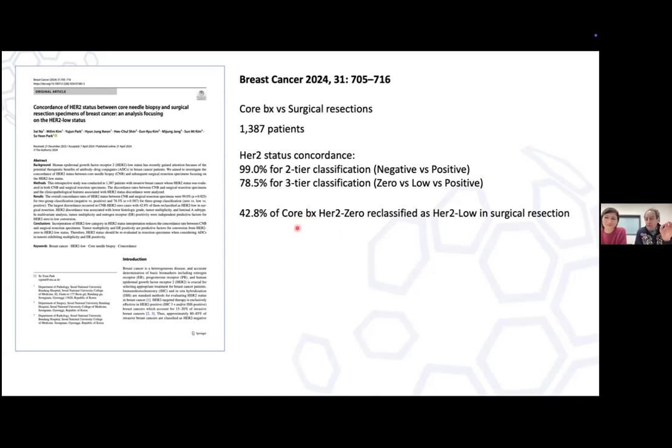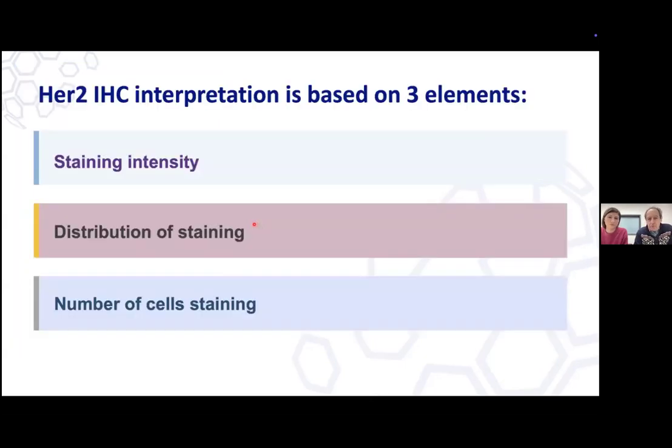Cool. So just a moment of reflection: because the low-level expression is this 10% threshold, the sampling will be important. And this is one paper among many that say, actually, if you look at the core biopsy status and compare with the excision, because the excision is a bigger area, there is less variation in sampling, etc. You might switch, and you see 42% is a significant change. So be aware that there may be sampling issues with our core biopsy.